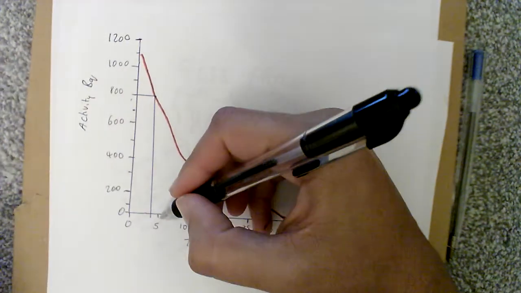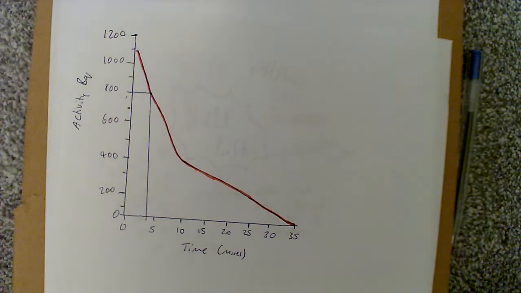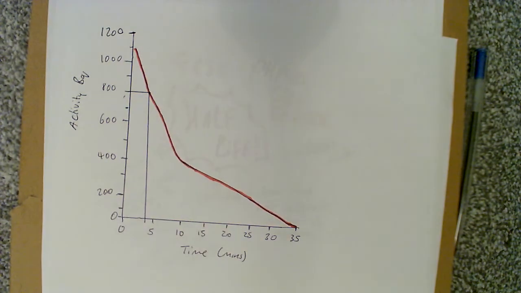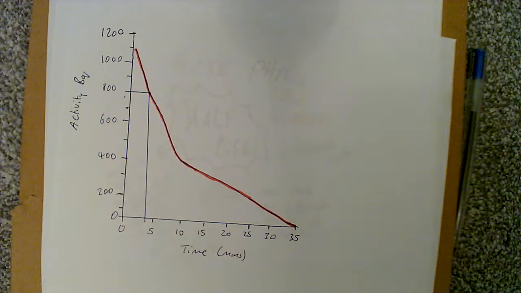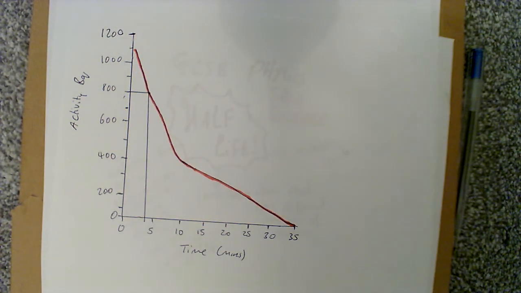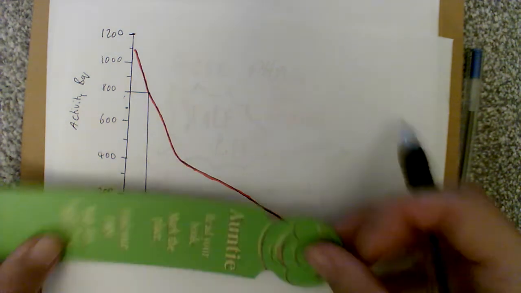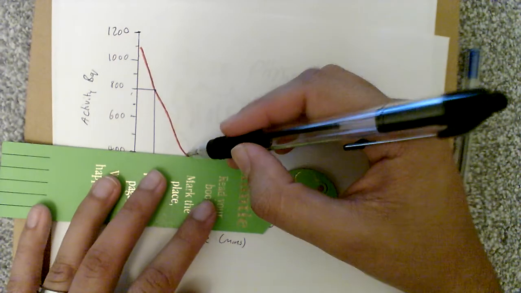It's just shy of 5, so I would probably say that's about 4.8, I would say, or even 9. Then if they ask you in the exam what's half of that, so what's half the activity of 800, we know that half of 800 is 400, so again you get your ruler.